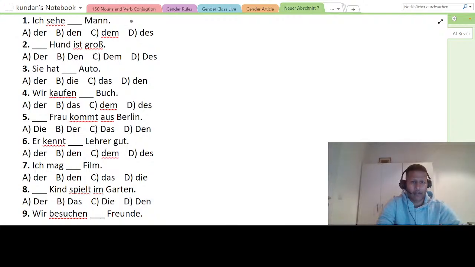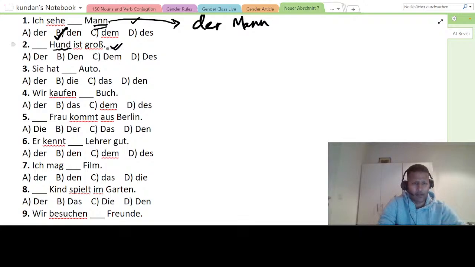So here is "der Mann", right? This man is in nominative, but this sentence is in accusative. So it is "den Mann". Whoever made "den Mann" is absolutely right. And this sentence, "Der Hund ist groß": the dog is big. This ist is nominative. Hund is masculine, so "der Hund".